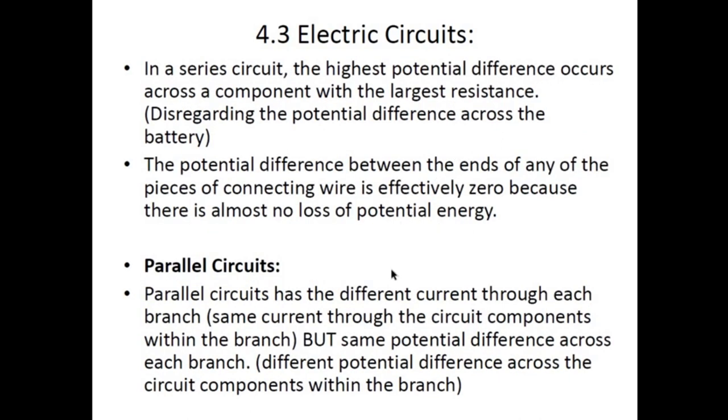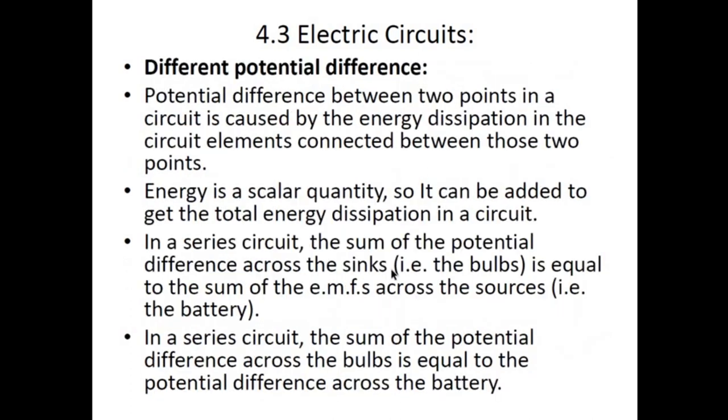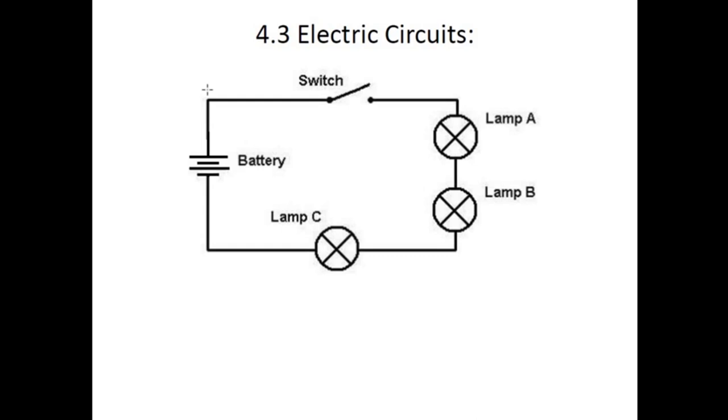In a series circuit, the highest potential difference occurs across a component with the largest resistance. The potential difference between ends of any piece of connecting wire is effectively zero because there is no loss of potential energy. Means from this point to this point, since this is a straight wire, the potential difference does not drop, it remains the same.